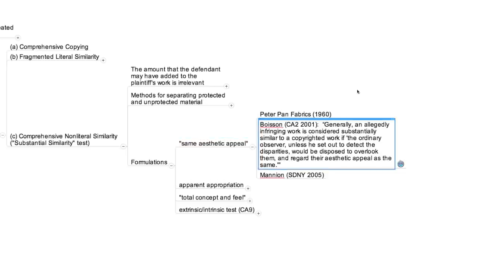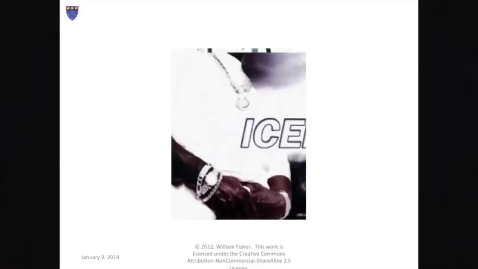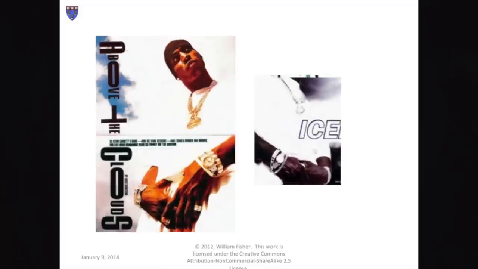Often courts say that two works are substantially similar if they have, quote, the same aesthetic appeal, close quote. For example, in the 2001 Boisson case, the Second Circuit said, quote, generally, an allegedly infringing work is considered substantially similar to a copyrighted work if the ordinary observer, unless he set out to detect the disparities, would be disposed to overlook them and regard their aesthetic appeal as the same. You may recall that in the 2005 Mannion case, the district court relied on this test to rule that a jury could find substantial similarity between this magazine photo of Kevin Garnett and this photo prepared for a billboard advertising Coors beer. Here they are, side by side.